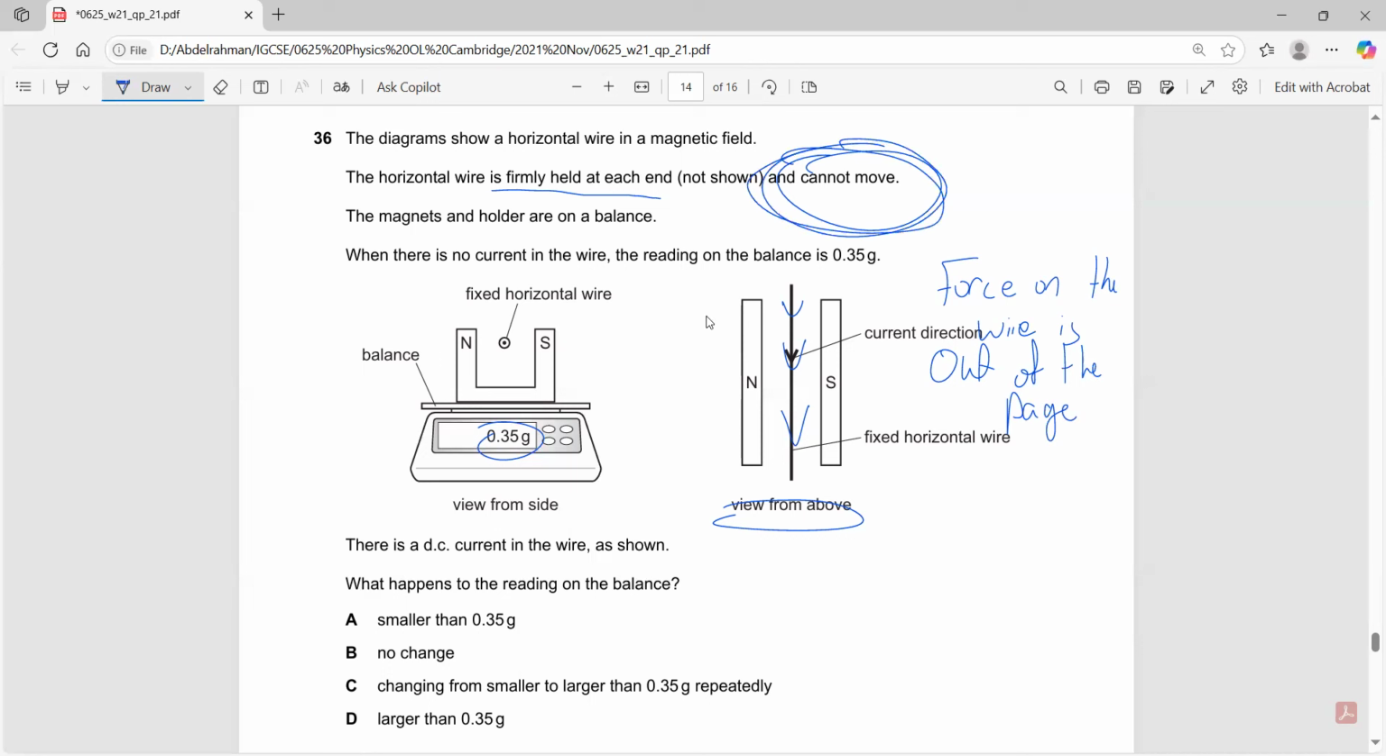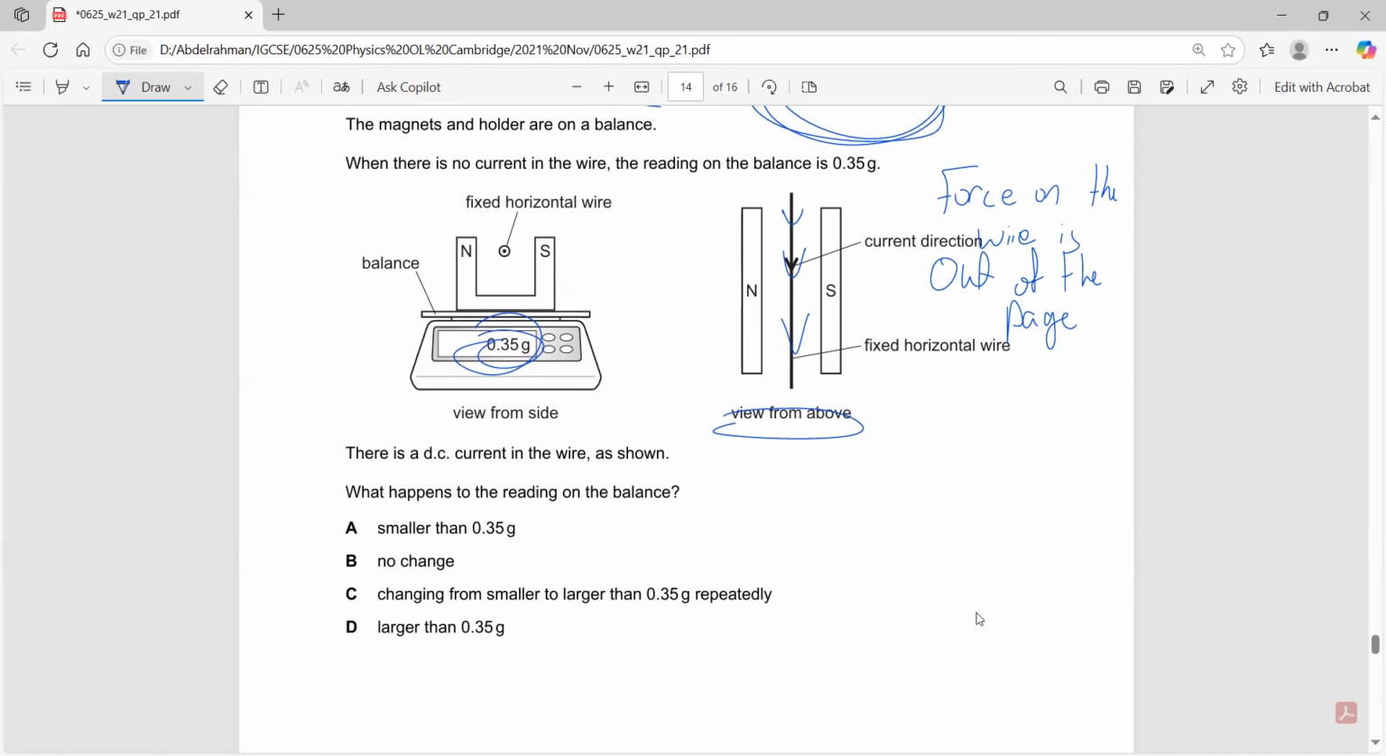The wire cannot move. So what will happen is that there will be a reaction force, in which the wire will actually push the magnet downwards. The wire wants to move upwards, but it cannot. So therefore it will push the magnet downwards, meaning that the reading on this balance would increase. Why? Because the magnet is actually being pushed downwards. The wire wants to move upwards, it cannot, therefore it has to react, by pushing the magnet downwards.